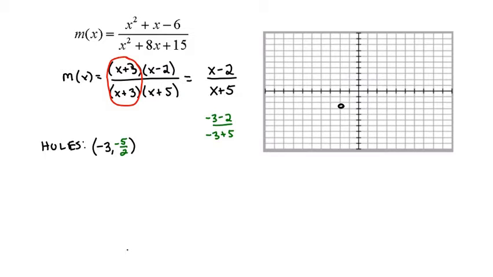Next, you have to find any vertical asymptotes. So after we simplify, there's still something on the bottom. The question is what makes x plus 5 equal to 0? And the answer is x is equal to negative 5. So the vertical asymptote is x equals negative 5. You go back to here, 1, 2, 3, 4, 5 to the left on the x-axis. I put a dotted line.